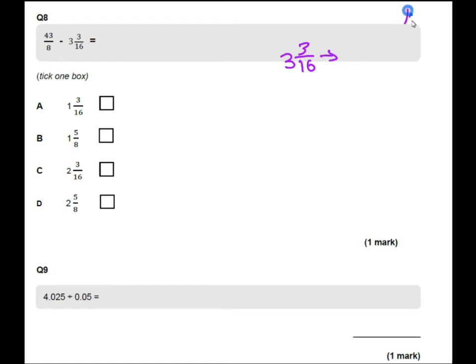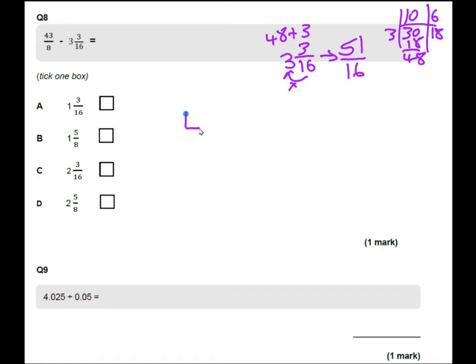So 16 times 3 is 48. So we've multiplied the 16 by the 3 to get 48, plus the 3 is 51 over 16. So our problem now becomes 43 over 8, take away 51 over 16.